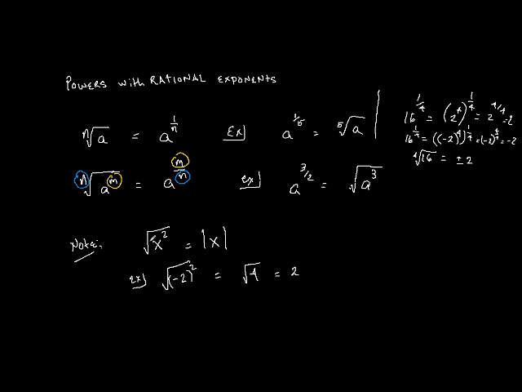So if the value of x is negative, it comes out as positive. So this is really just the absolute value of x.